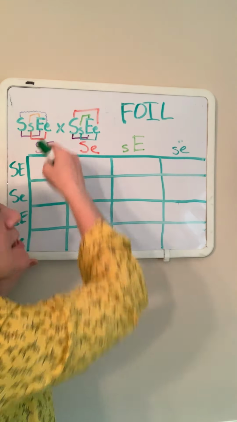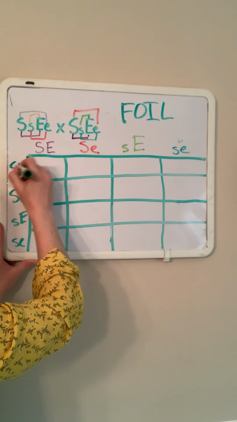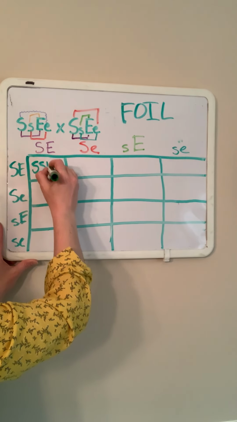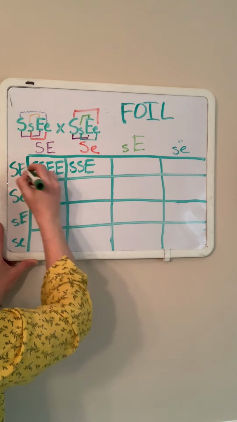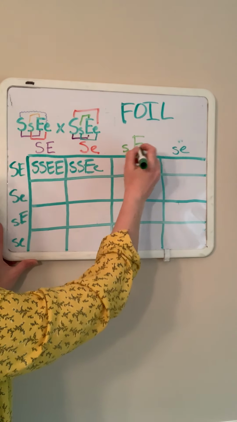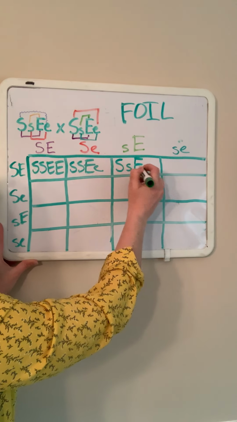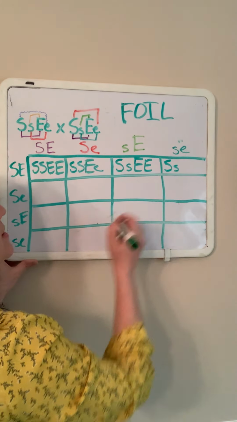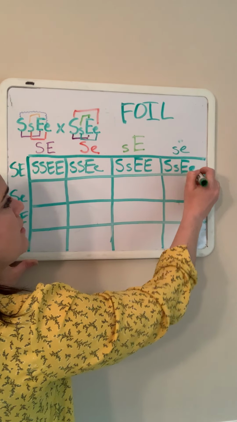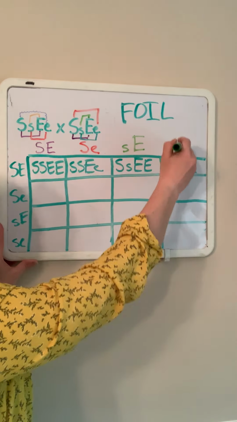Then, same as with monohybrids, I bring things down and over. So I have a capital S, big E, capital S, big E, little e, capital S, lowercase s, big E, capital S, lowercase s, big E, little e. See how I brought everything over and down from the allele combinations that are on the top and the side.